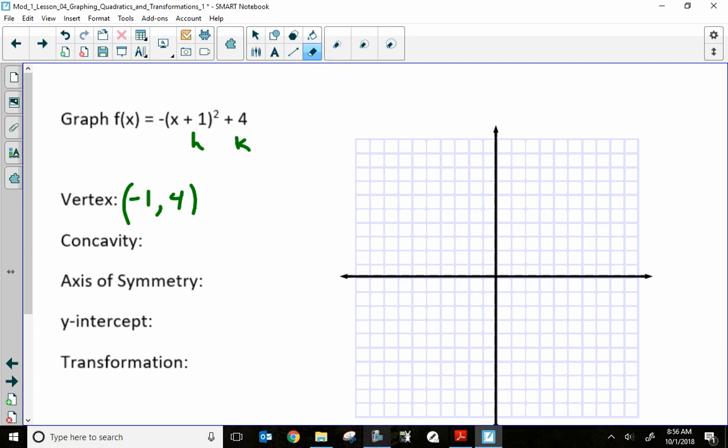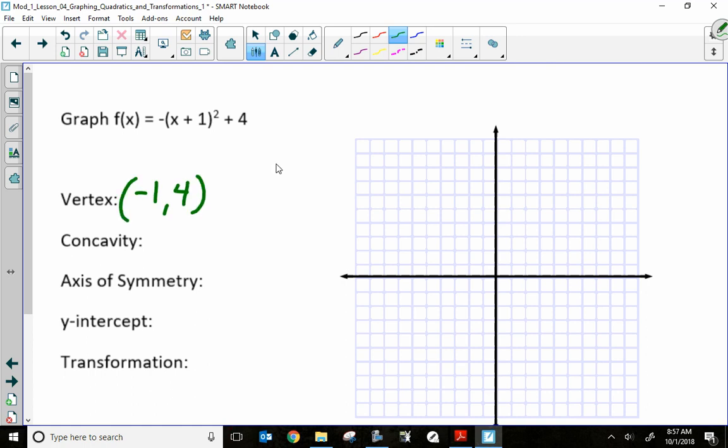Take a look at the second one, which I started the work on. But I'll erase this and say, pause it, do it, then check your work. You should know what the vertex is already. The vertex is -1, 4, because I take my H and I flip it, and I have my K. This is going to be concave down because of the negative sign here. Technically, that's like -1. So my A value is still less than 0.